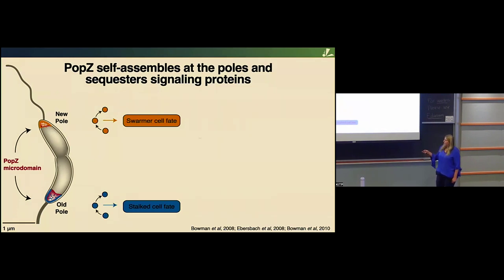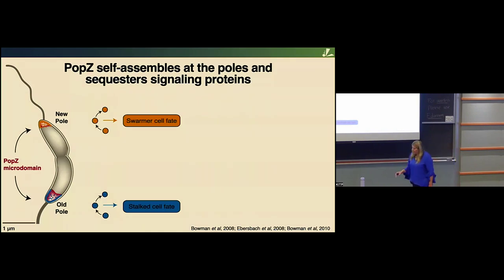At the two poles of the cell, there's this protein POP-Z that, as I'm going to show you now, forms a microdomain. All of these enzymes go into those by direct or indirect binding. Now, of course, there are two different sets, and it's the same protein, so how can that be? It's because, and I'm not going to tell you today, there are two other factors that mark the identity. So the identity is not derived just by POP-Z, but by additional proteins. But for the sake of the talk today, we're going to stick with POP-Z.